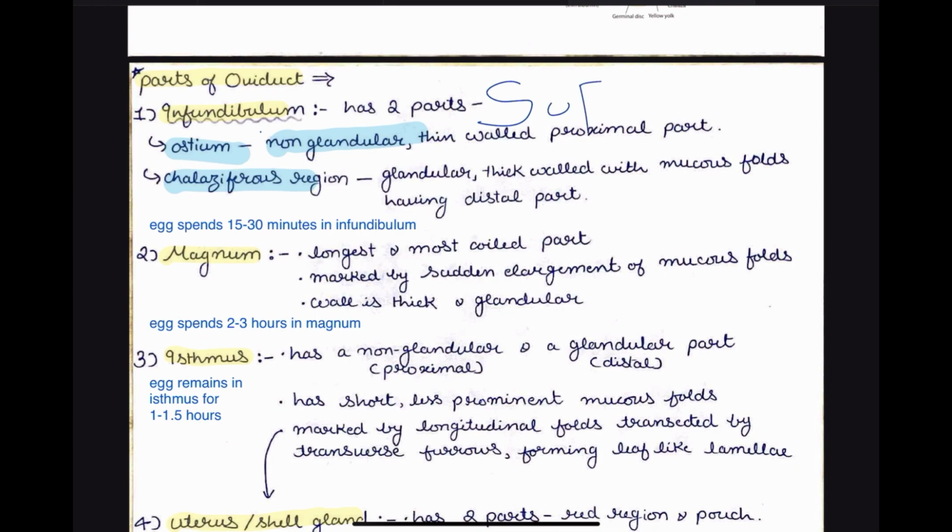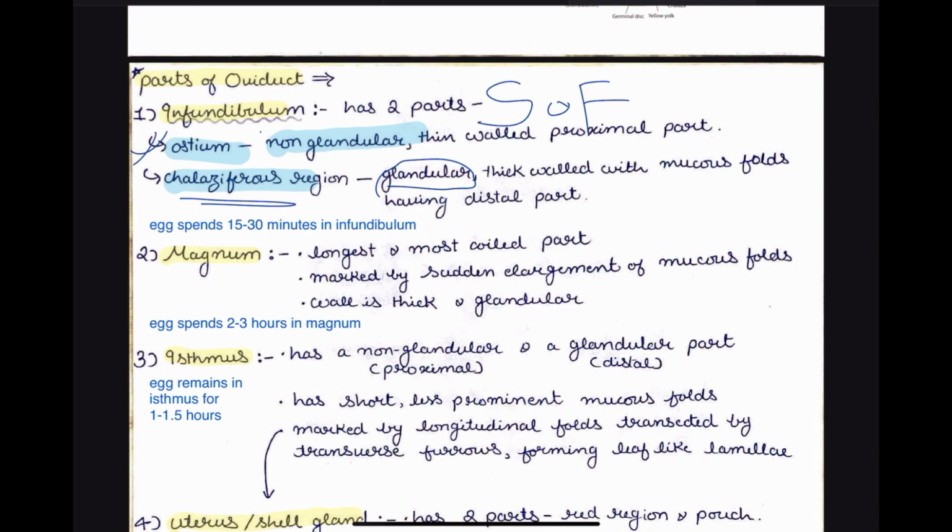Okay, so it is the site of fertilization. Why? Because the region immediately distal to the ostium is the chalaziferous region, and in this region there are glands which are responsible for the deposition of albumin. After albumin is deposited over the ova and the yolk, fertilization cannot occur, because the sperm now cannot reach the ova. So fertilization in birds can only occur in the ostium region, and this is very important.